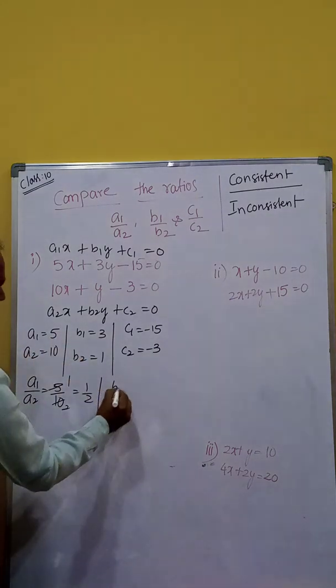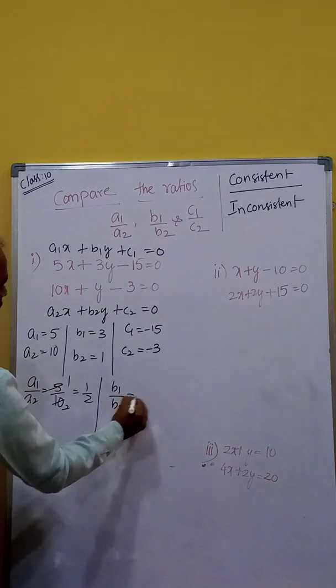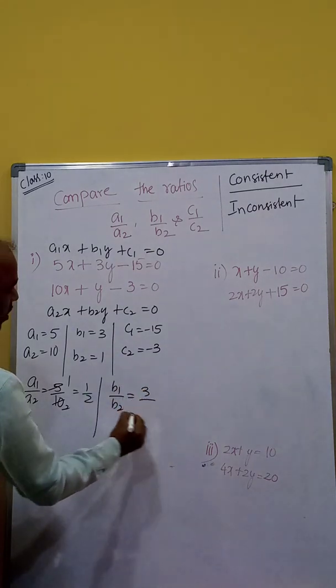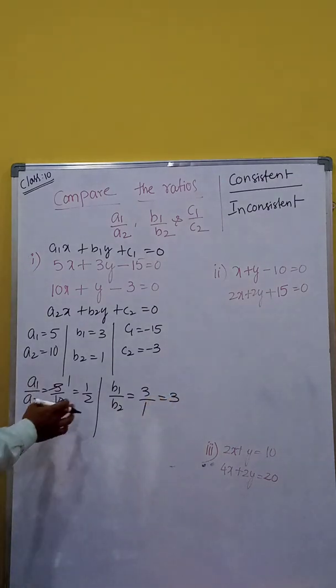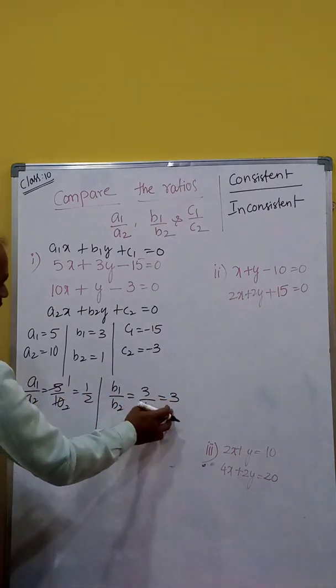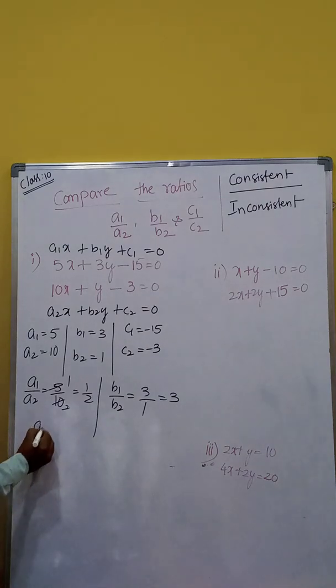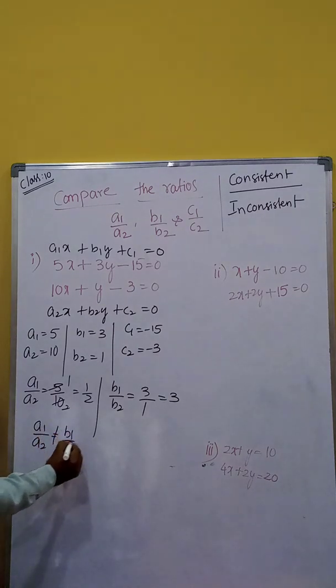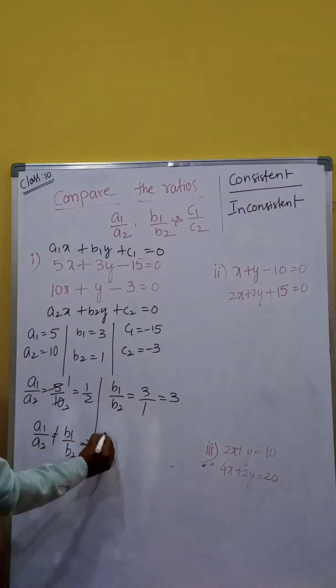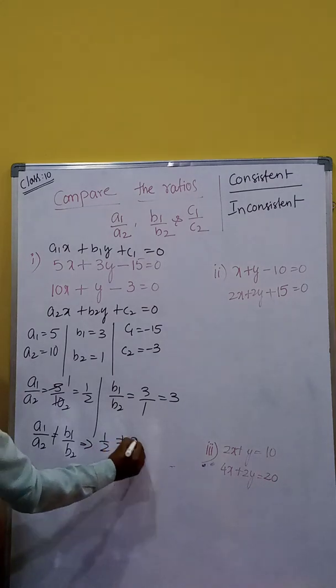Second one, b1 by b2. b1 is 3 and b2 value is 1. What is the answer finally? 3. First one is 1 by 2, second one is 3. Both are not equal. That means a1 by a2 does not equal b1 by b2. That is, 1 by 2 does not equal 3.